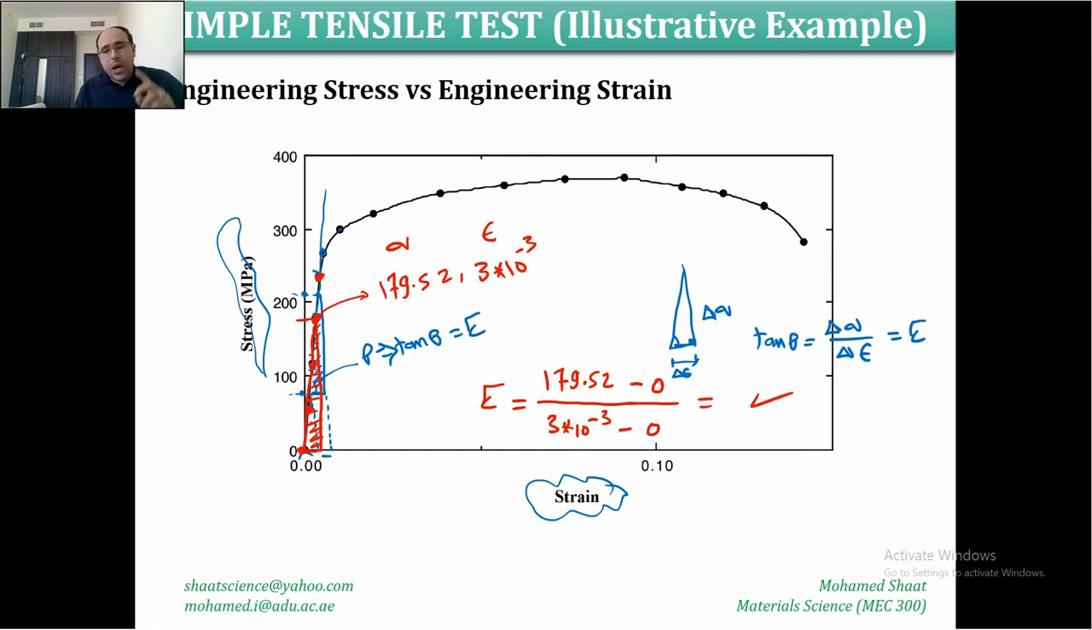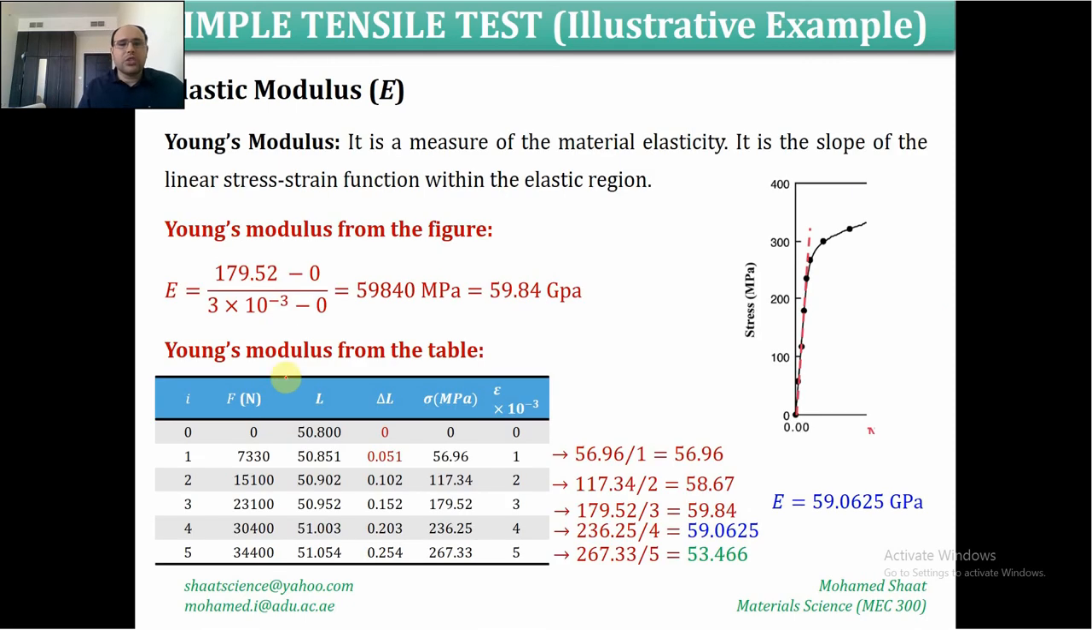Make sense? But the question is, what should be the unit of the elastic modulus? It should be the same unit as the stress. Why the stress? Because the strain has no unit; it is dimensionless. So definitely the unit of the elastic modulus will be the same unit as the stress, which could be megapascal or gigapascal, it depends. And this is what I have done here.